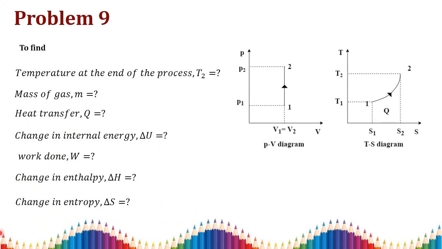So in this problem they asked to find the temperature at the end of the process T2, mass of the gas M, heat transfer Q, change in internal energy delta U, work done W, and change in enthalpy delta H, and change in entropy delta S. So we know that for a constant volume process, this is your PV diagram for a non-flow process and this is your TS diagram for your constant volume process. Here it is constant volume when a gas is heated from a certain pressure P1 to P2. These pressures are given, that is 4.5 bar to 9 bar. So P1 is 4.5 bar and P2 is 9 bar. So we need to find out all these parameters.